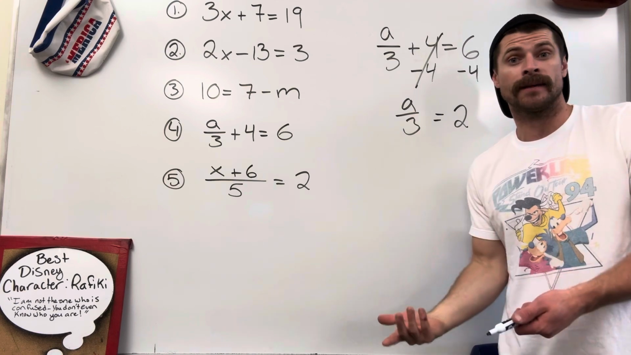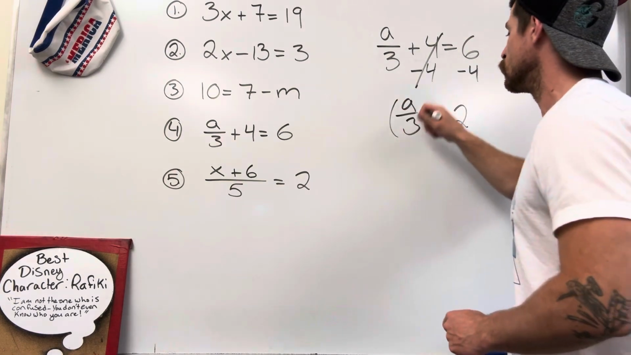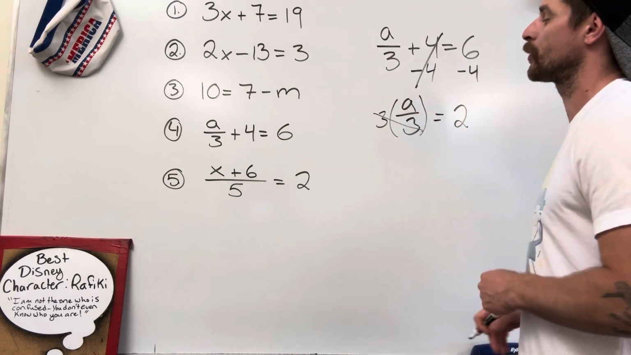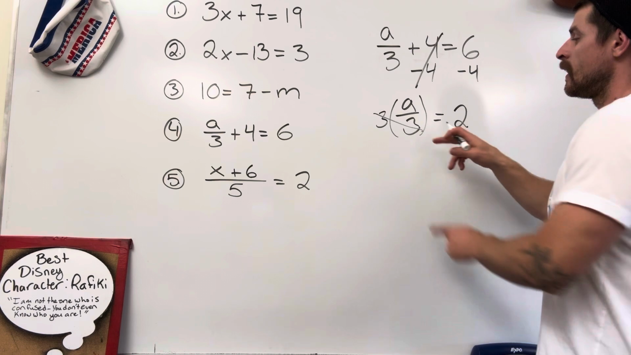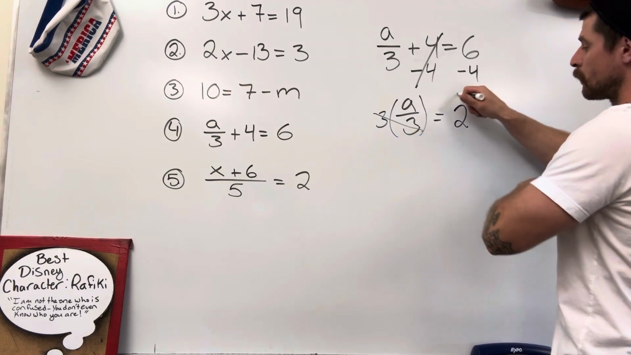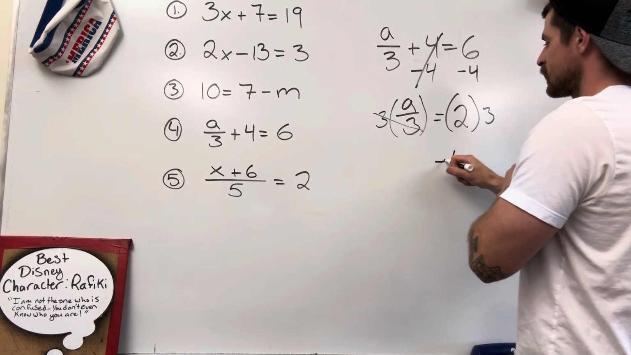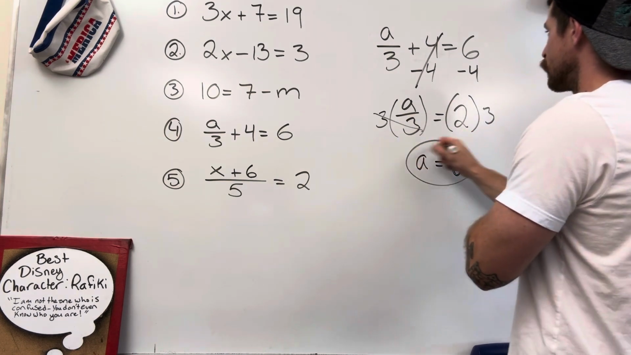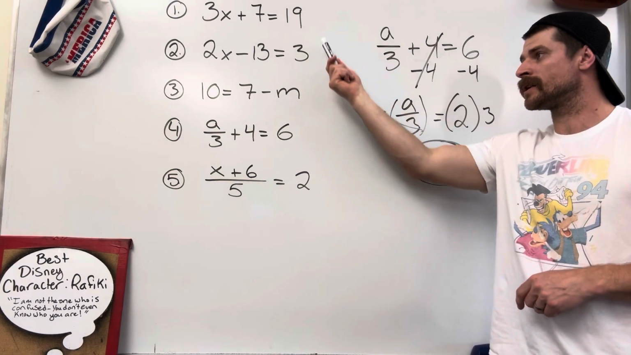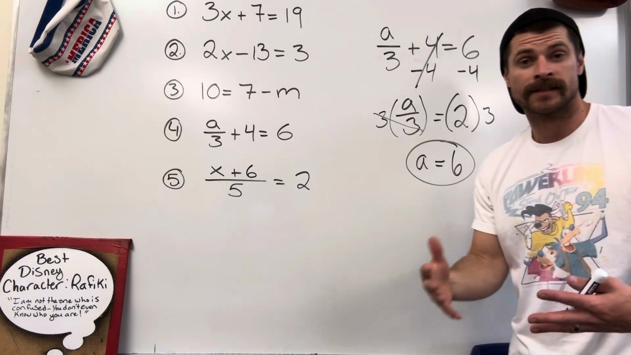So if I'm dividing by 3, the inverse or the opposite of that would be to multiply by 3. And by doing that, you're going to cancel the 3 out of the left side. Don't forget, if you multiply by 3 on the left, you also have to multiply by 3 on the right. So we're going to multiply 2 times 3, giving me 6. So A is equal to 6 in this case. Okay, so we've gone through problems 1, 2, 3, and 4. A little bit of differences in each one.